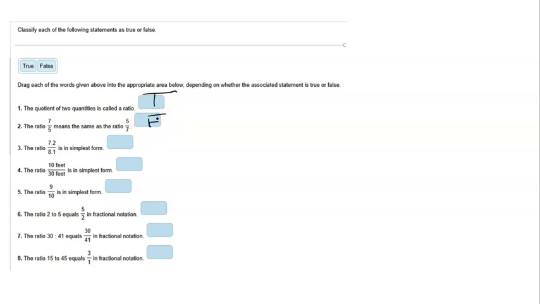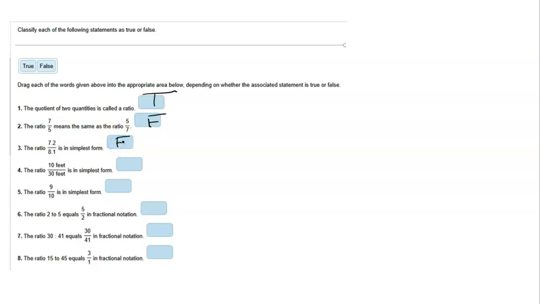The ratio of 7.2 or 7 2/10 to 8.1 or 8 1/10 is in simplest form, and we know that's not true because decimals do not belong in a fraction in simplified form. So you can't leave decimals in a simplified fraction form, so that is false. And it's because of the decimals in there.